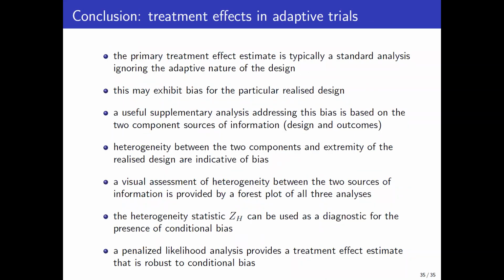So in conclusion then, this is the last slide, the primary treatment effect estimate will be the typical standard analysis. But what I'm suggesting here is that we have a supplementary analysis based on this conditional maximum likelihood estimate. And it's the heterogeneity between the design information and the outcome information, or equivalently the extremity of the design, that really gives us information about whether that conditional approach is likely to be less biased than the unconditional approach, and the associated visual representations of that as well.